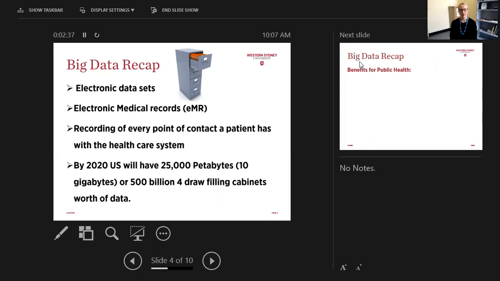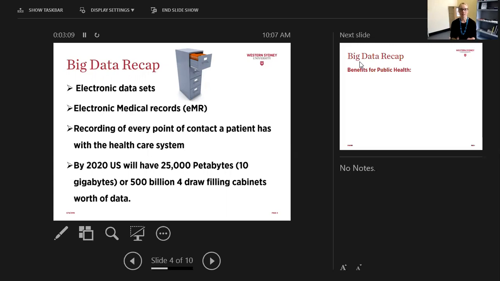25,000 petabytes. Now, a petabyte is 10 to the power of 21 gigabytes. So that's just an unfathomable, huge size of data that is continuing to increase as populations grow and as we tend to increase our access often to healthcare systems. These records are just going to grow and grow and grow. To give you a sort of visual concept of how big that is in terms of data, we're looking at about 500 billion four-drawer filing cabinets of paper records.